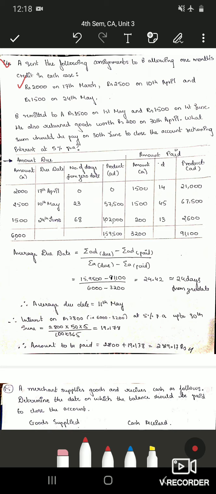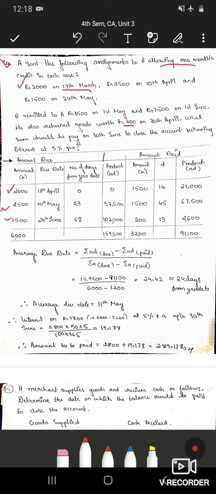So in this question, dates are given and they have given the amount paid also. Instead of cash, he has returned goods worth rupees 200, so even that has to be included. So we'll make two columns, one is amount due and one is amount paid. Initially he had to pay rupees 2000. He had drawn the bill on 17th March, but he allows 1 month credit, so it will be due on 17th April. Rupees 2500 will be due on 10th May and 1500 will be due on 24th June.